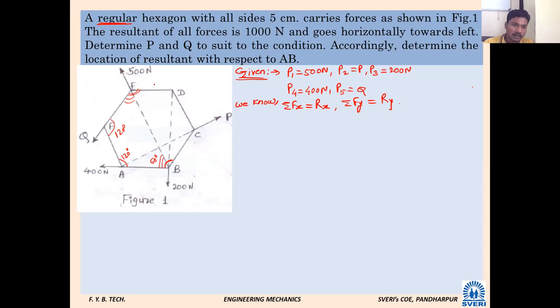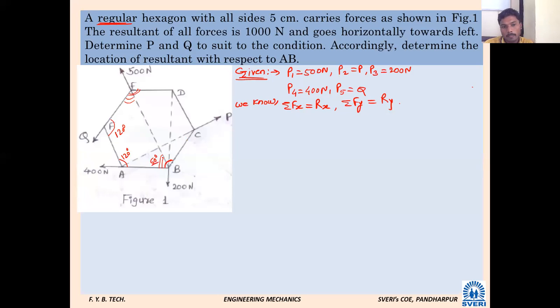Or in this way also you can find: 360 minus how much? 120 minus 120, 240, means remaining 120. 120 divided by 2, it will come 60 with horizontal. Any issue? No, sir. That inclination we know, we got for 500 Newton. Next what will be next?